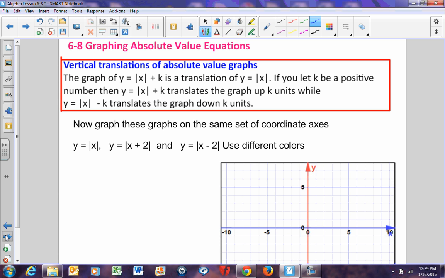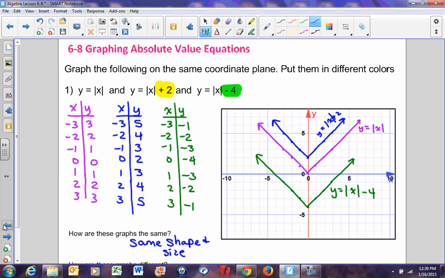If we go back to our graphs here, you'll clearly see the purple graph was our parent function, the blue graph translated up k units, this was k right here, and the green graph translated down k units, because the blue graph was plus, so it went up, and the green graph was minus, so it went down.